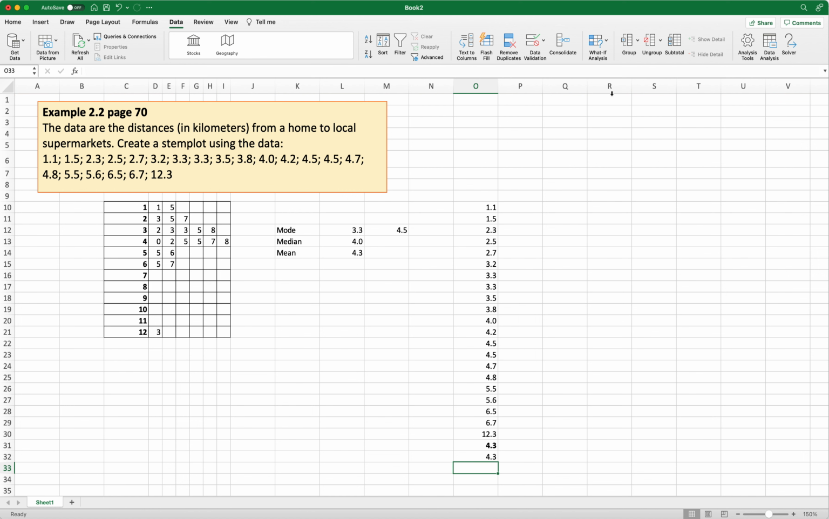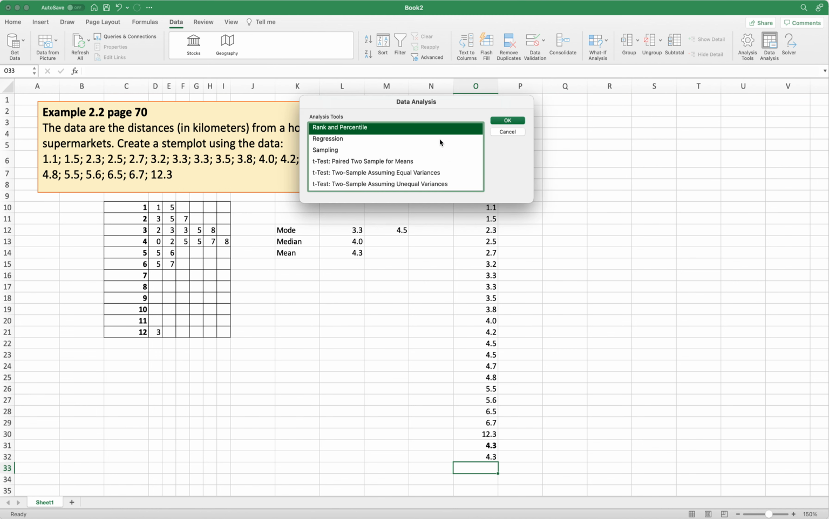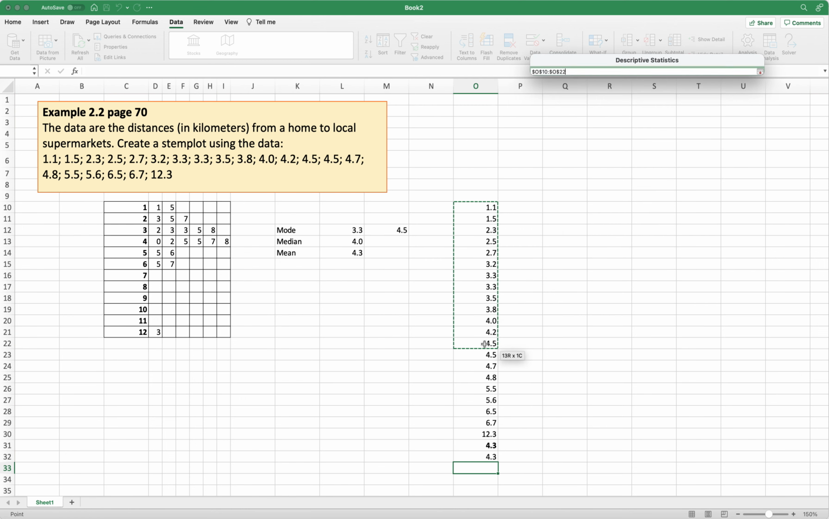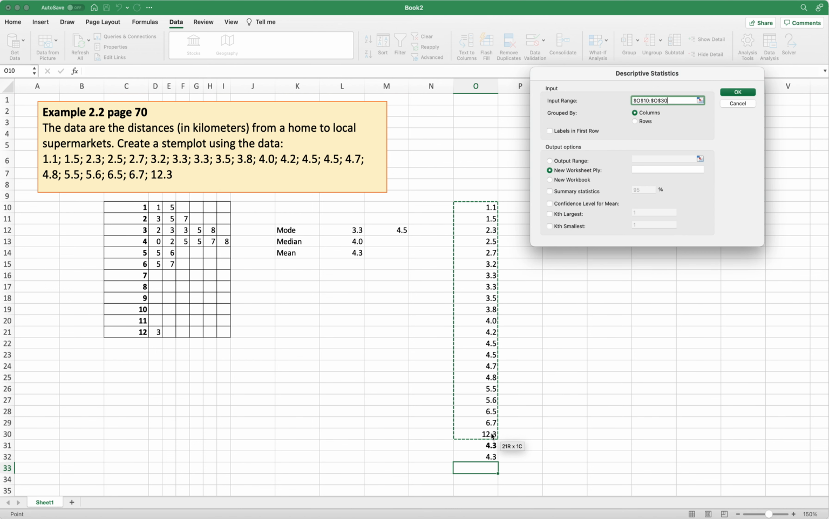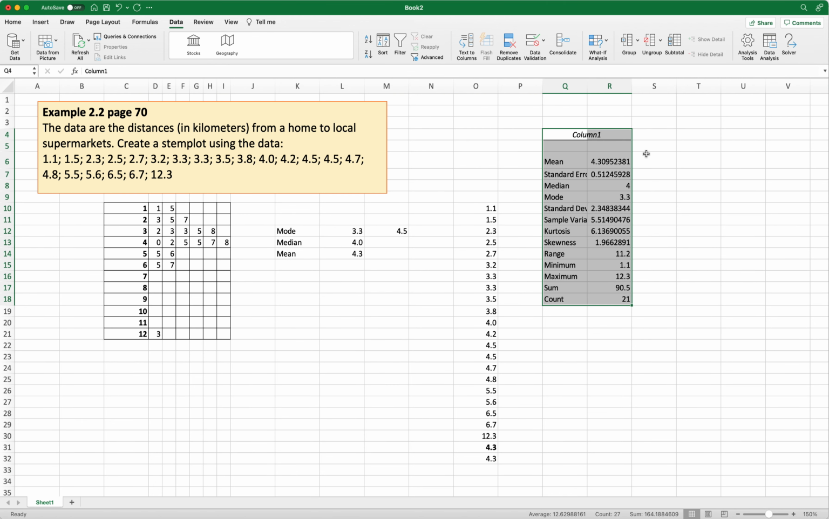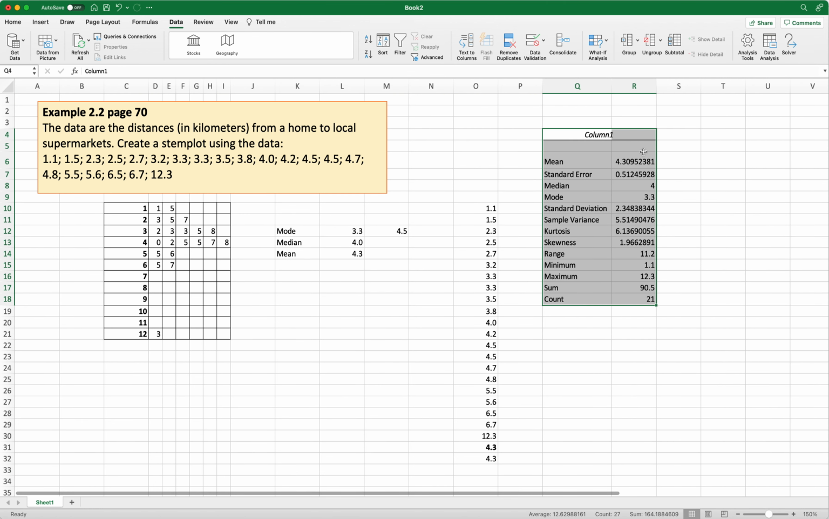And when I use descriptive statistics, I go to data analysis, and I go to descriptive statistics. I say, okay, where is my data? My data is in this range, and it's in columns, and I want my output to go where? Maybe let's put it right here, and I want summary statistics, and I say okay, and what does it give me? It gives me my mean.